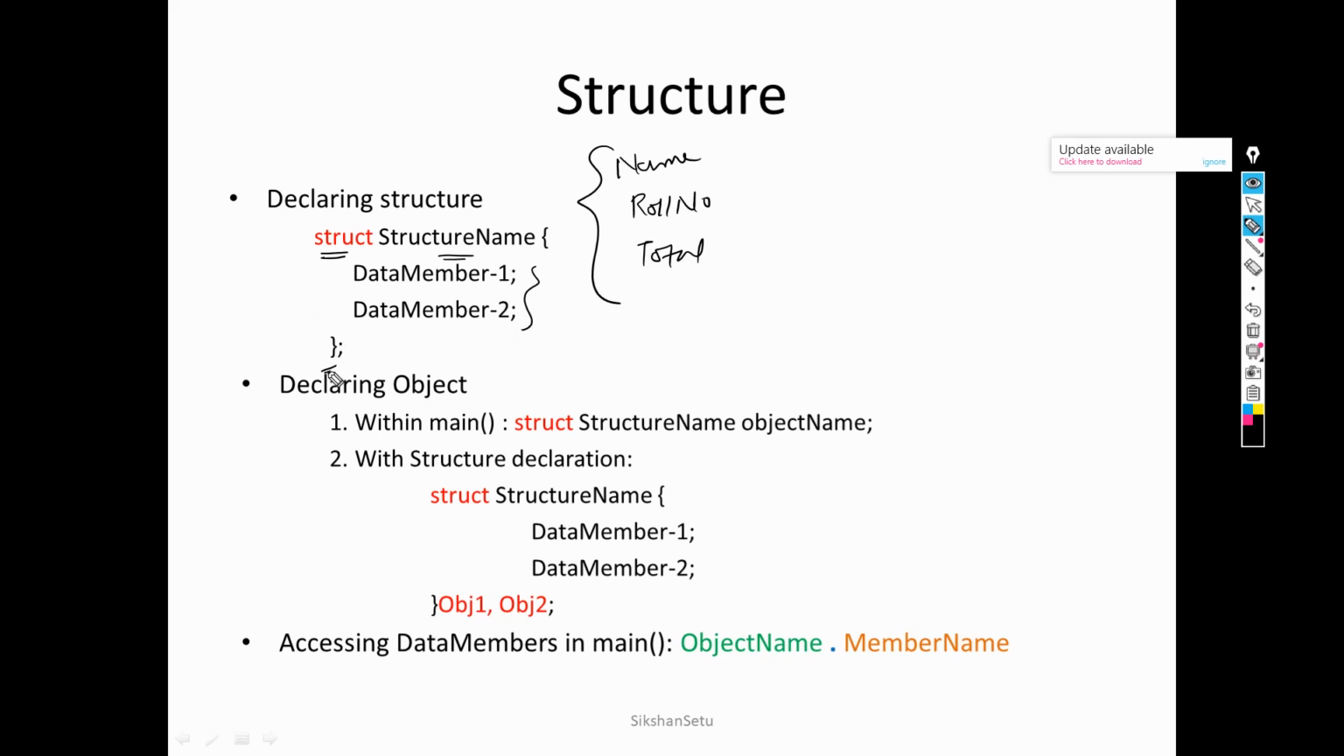Then we close the curly braces, and very important is the semicolon. The structure should end with a semicolon. So this is how a structure can be declared. Again, the struct keyword is to be used, the name of the structure, then all the data members are to be declared, closing the curly braces, and lastly the semicolon.